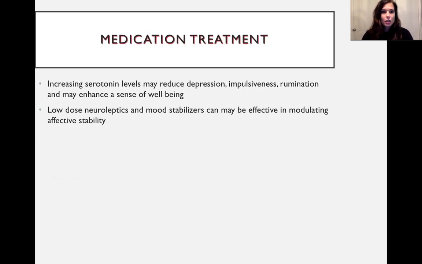And medication can help. So increasing levels of serotonin can reduce depression, impulsiveness, rumination, and enhance a sense of well-being. And neuroleptics and mood stabilizers can be effective in modulating affective stability. But it may not fix all the personality traits, but it will help some.